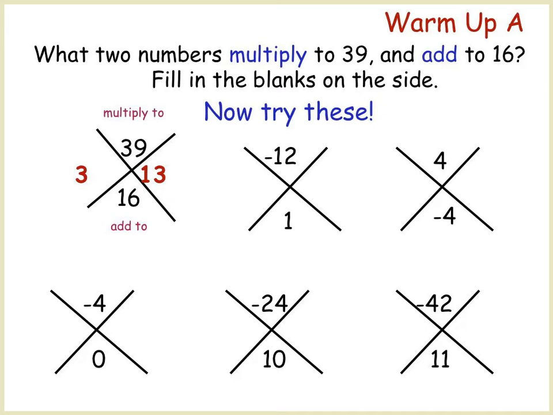So as I start thinking about negative 12, I've got 3 times negative 4. That makes negative 12, but it doesn't add to positive 1. The sum of positive 3 and negative 4 makes negative 1. How about negative 3, positive 4? That multiplies to negative 12, and as it happens, yes, it sums to positive 1. All right. Now you try the next few. Pause the recording and do the warm-ups.